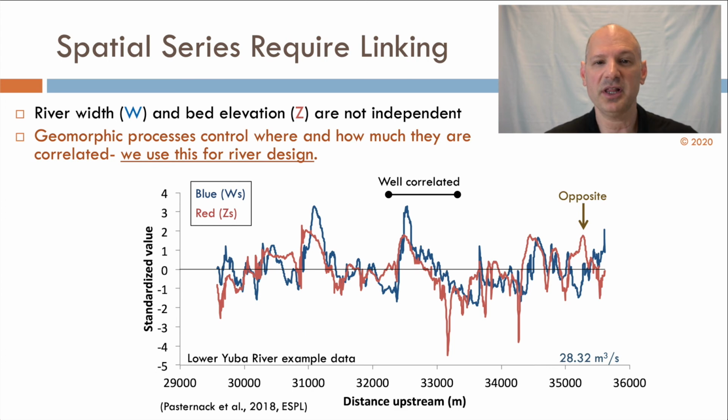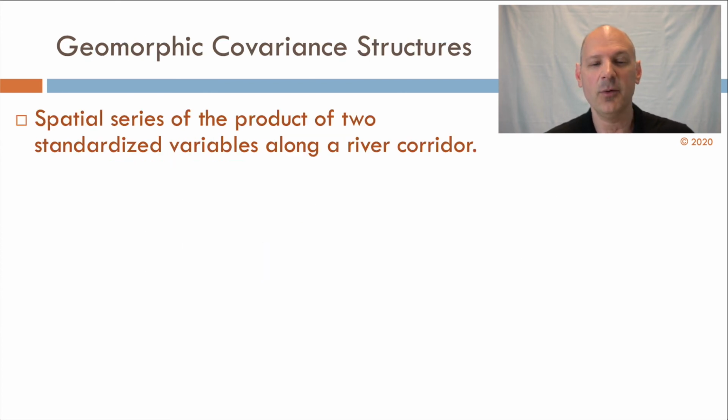But most importantly, we have to link these series together. And what I mean by that is here is a profile down a river of the width series in blue and the bed elevation series in red. And you can see that the bed undulations and width are tightly coupled. This is not by accident. This is how rivers actually function, by using this topographic variability to drive morphodynamics. We can use this in design with this concept, geomorphic covariance structures.